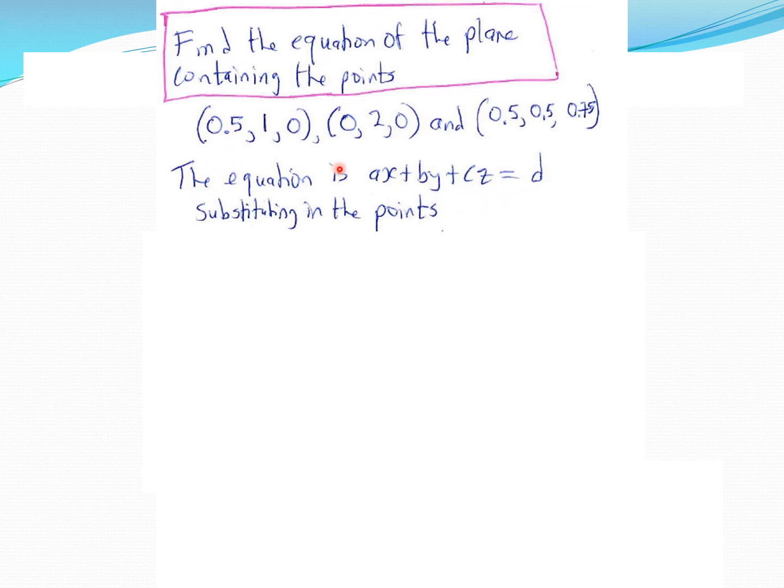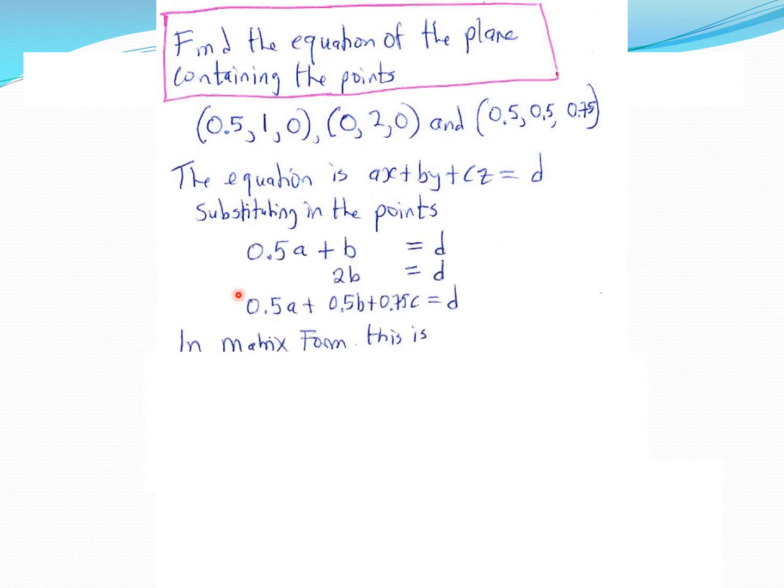So what we're going to do is we substitute each point in turn for x, y, and z. That's the x value. 0.5 goes in for x, 1 goes in for y, 0 goes in for z. Likewise for the next one. So it's 0.5 times a plus b times 1 plus 0 times c, that's why there's no c there, equals d. Then do the second point, 0 plus 2b plus 0, so 2b equals d. And the third one, 0.5 in for x, 0.5 in for y, 0.75 in for z, and we get 0.5a plus 0.5b plus 0.75c equals d.